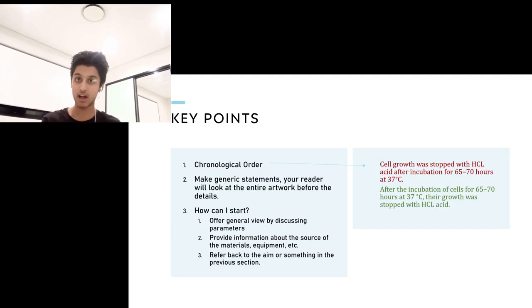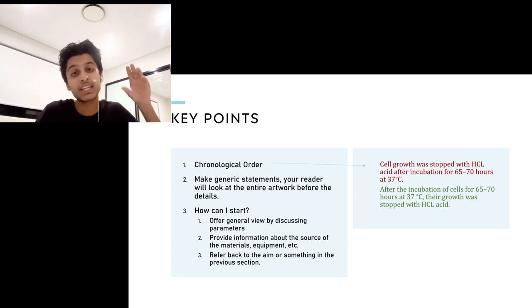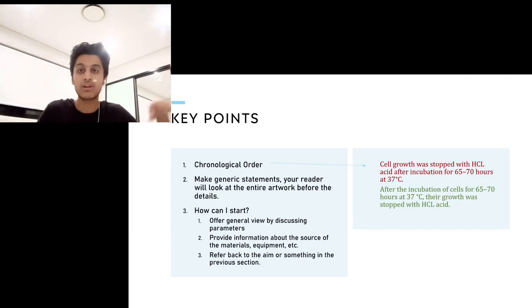So how can you actually start your method? First, you can offer general views by discussing parameters. Then you want to provide information about the source of the materials, equipment, etc. So if you collected samples from a dam, you can say dam samples were collected from here, because that's where most scientific researchers have collected them from. Or you can refer back to something earlier in the paper, like the aim. So to address the aim, the method was modified, something like that.